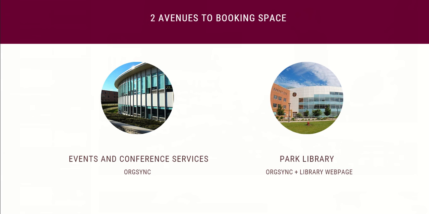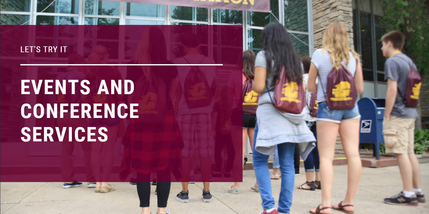There are two main avenues to book space on CMU's campus. Number one is Events and Conferences Services, better known as PLAN, and this is through OrgSync. This is if you're booking space in an academic building such as Anspaugh or Pierce Hall, as well as the Bovee University Center. If you are looking at space primarily in the Park Library, such as one of their study rooms, as well as their auditorium and Strosacker room, you would do this through the library webpage as well as, again, OrgSync.